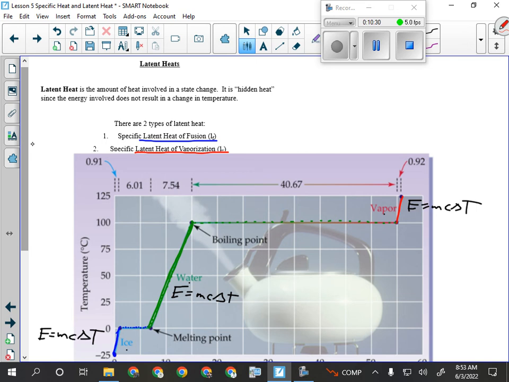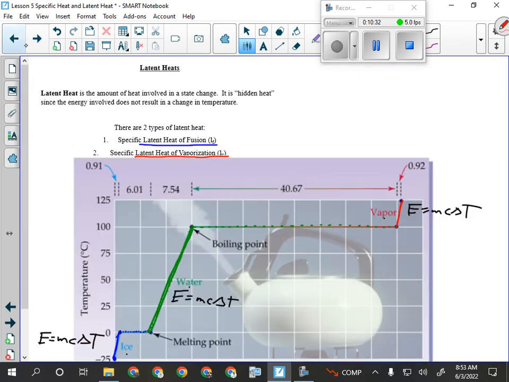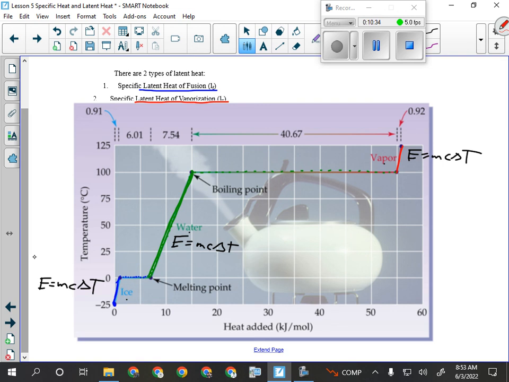Now, if we look at this graph, just from a reading a graph standpoint, which state change involves more energy? Melting or evaporating?